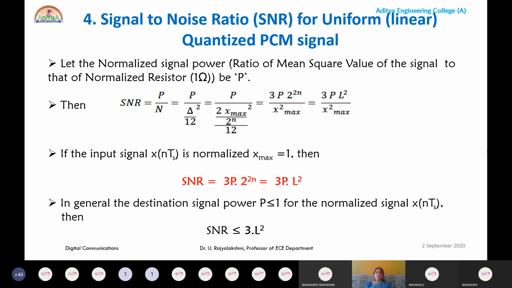Finally, if you assume x max as 1 for normalized input, you will get 3P L square. In general, the destination signal power P is always less than or equal to 1 under normalized inputs. So what is the maximum value of SNR? 3L square, and it is always less than or equal to 3L square for normalized input. Let us move to the next slide.